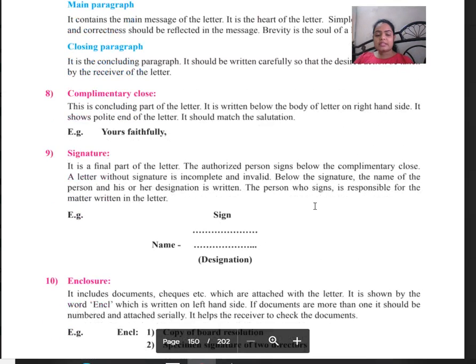Then next we have the signature. It is the final part of the letter. The authorized person signs below the complimentary clause. A letter without signature is incomplete and invalid. Below the signature, the name of the person and his or her designation is written. The person who signs is responsible for the matter written in the letter. Example, sign, name, and designation.